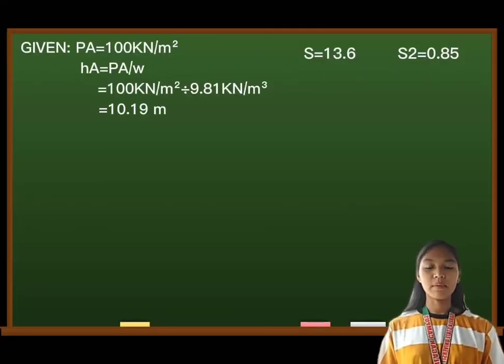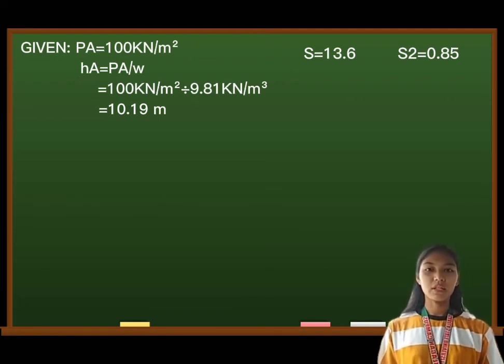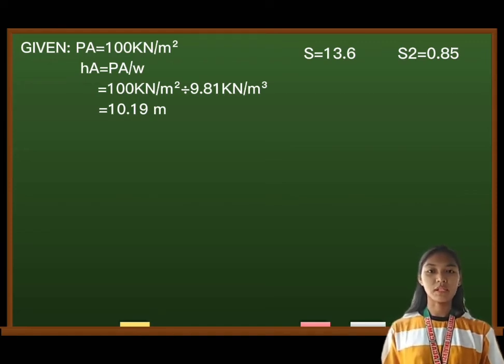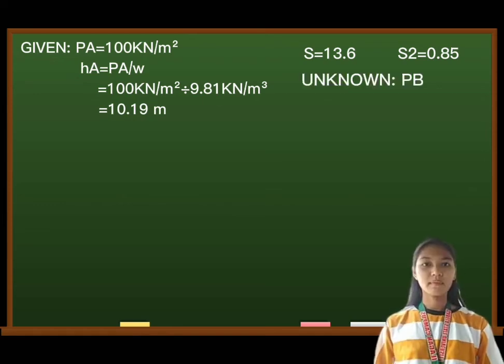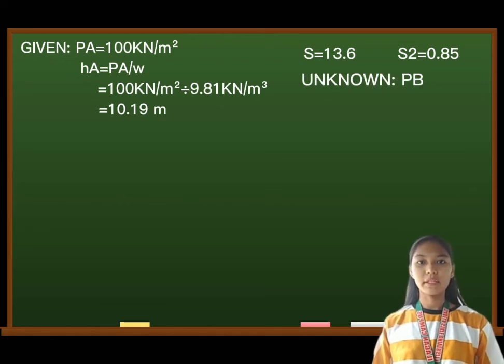Our given here is the pressure head at A, which is 100 kN per meter square. So, we divide it by the specific weight of water, which is 9.81 kN per cubic meter. So, it is equal to 10.19 meter. Then, our manometric liquid has a specific gravity of 13.6, and the specific gravity at B is 0.85. Our unknown here is PB.